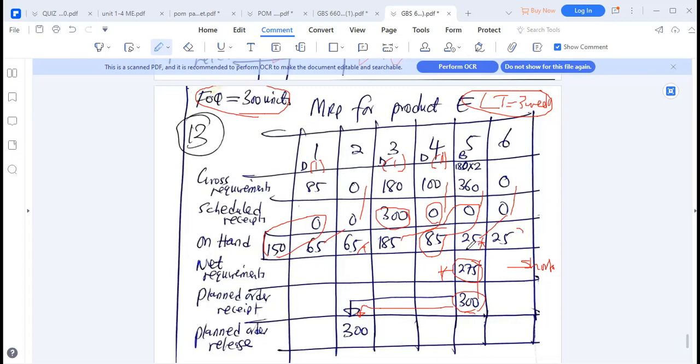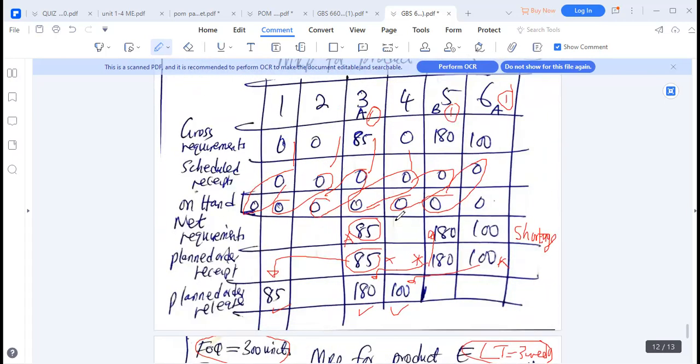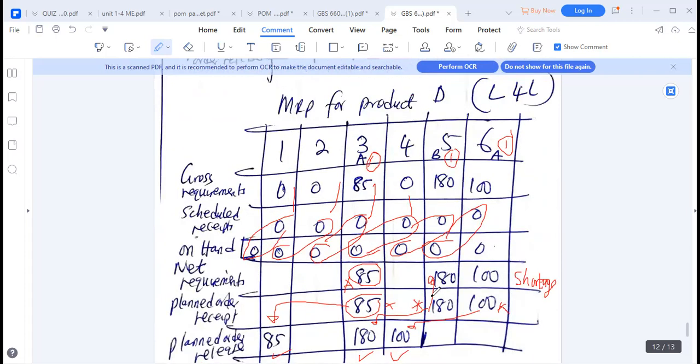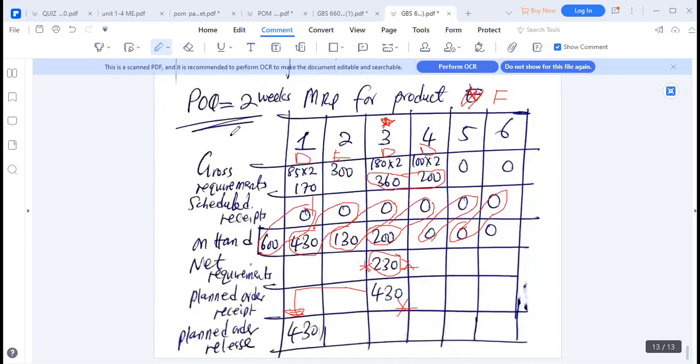And then like the other one where we have the lot for lot for product D, where you order the net requirements. And then the other one where we are looking at the period order quantity, where we are ordering every 2 weeks. So we order in the period where we have the net requirement, and we order the gross requirements for that period, subtracting what is already there. So this is about the material requirement planning for this question 2.